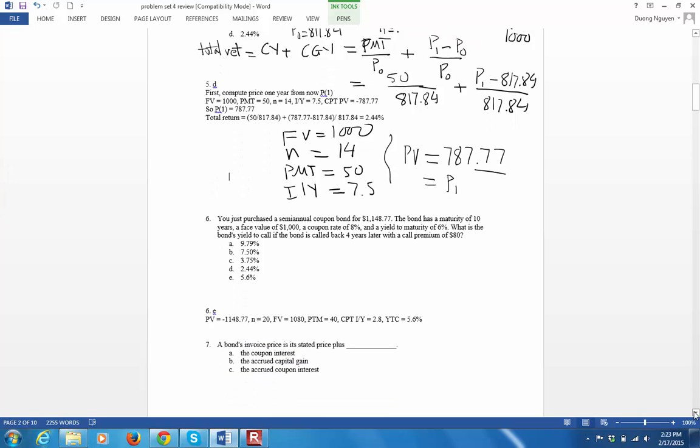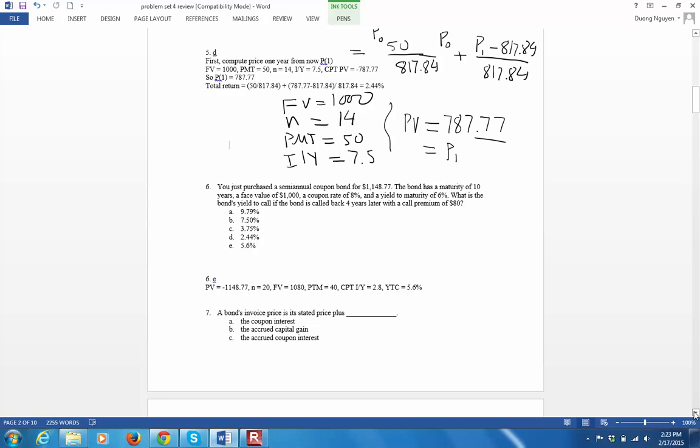Number 6. You bought a semi-annual coupon bond for 1148.77. The bond has maturity of 10 years, face value 1000, coupon rate 8%, yield to maturity 6%. What is the bond yield to call? If the bond is called back 4 years later, with a call premium of $80. If the company calls the bond in 4 years, you will get at that time not $1,000, but $1,000 plus 80, equal to 1,080.